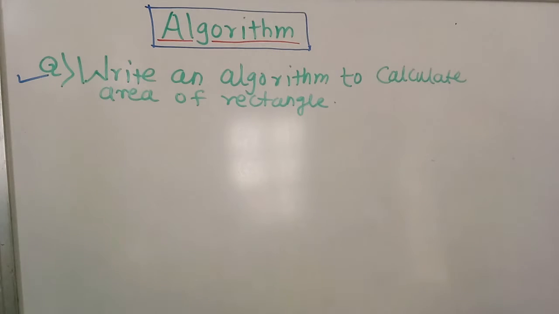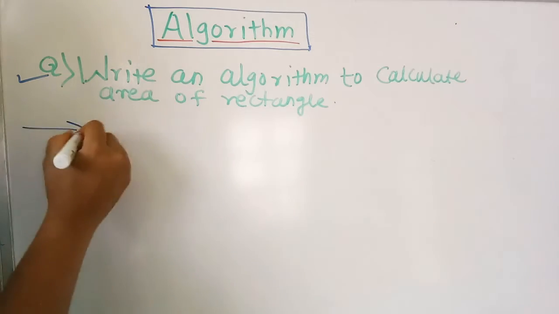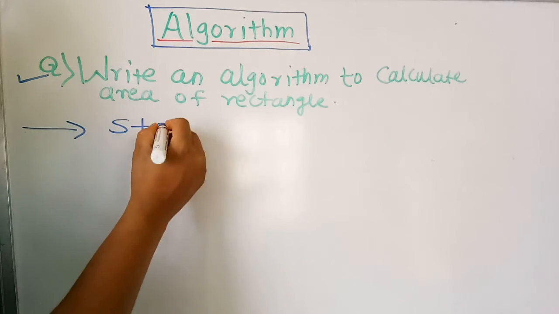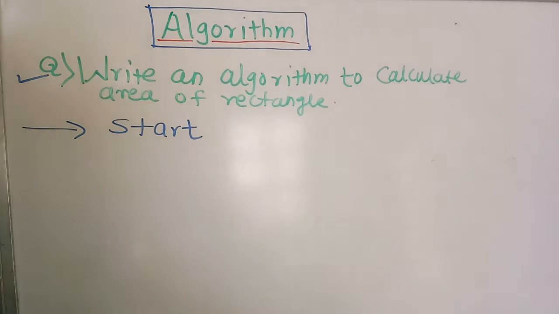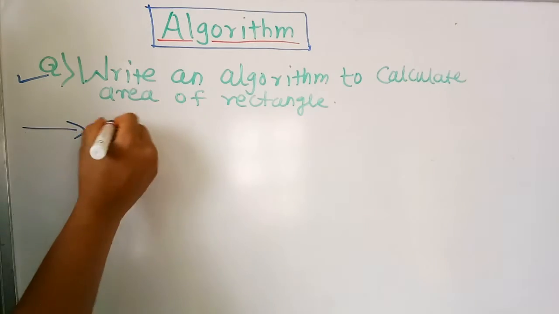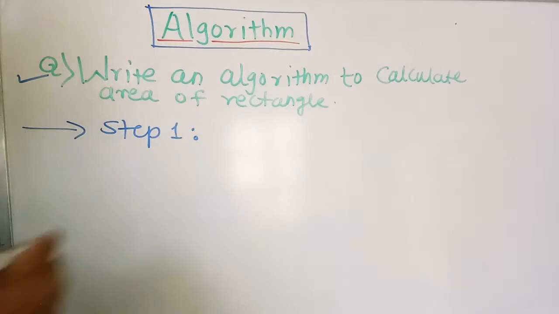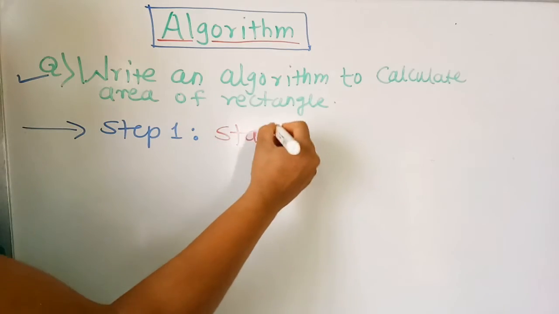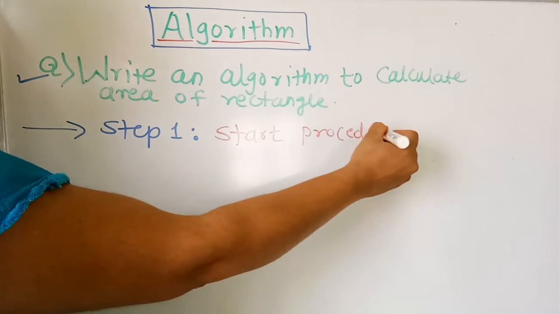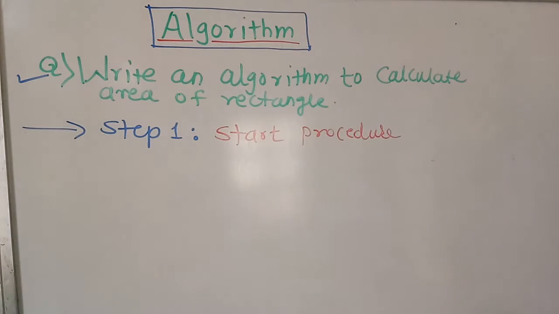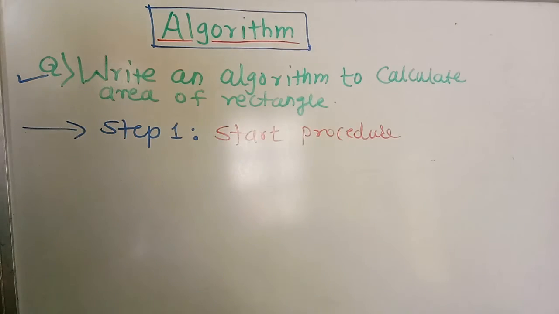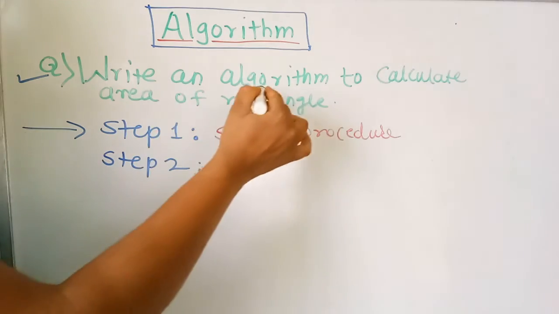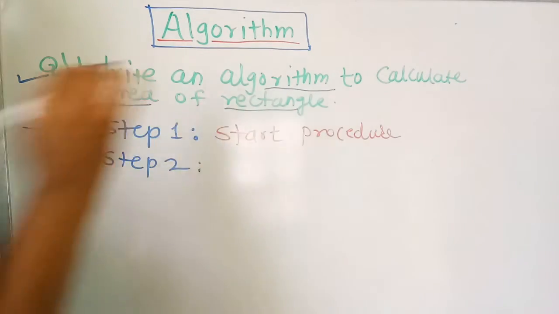First of all, we will start thinking about this problem and try to write it in plain statements. So we will write it in terms of steps. For example, step 1 is nothing but start procedure. Then, coming to the next part, we will take the next step, that is the problem statement. We have to write the algorithm to calculate the area of a rectangle.